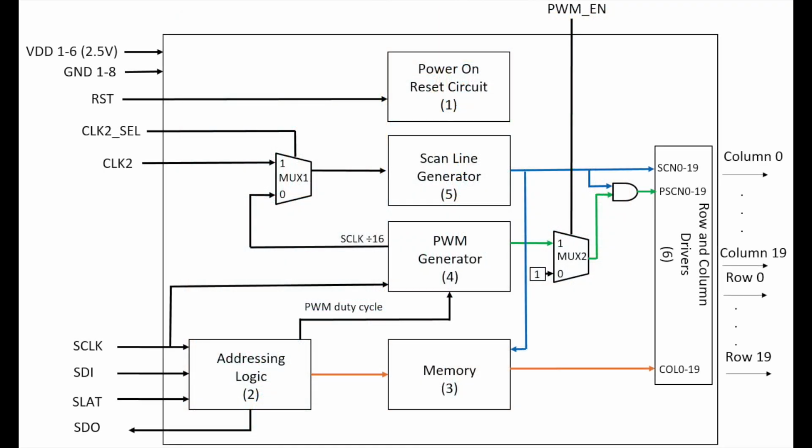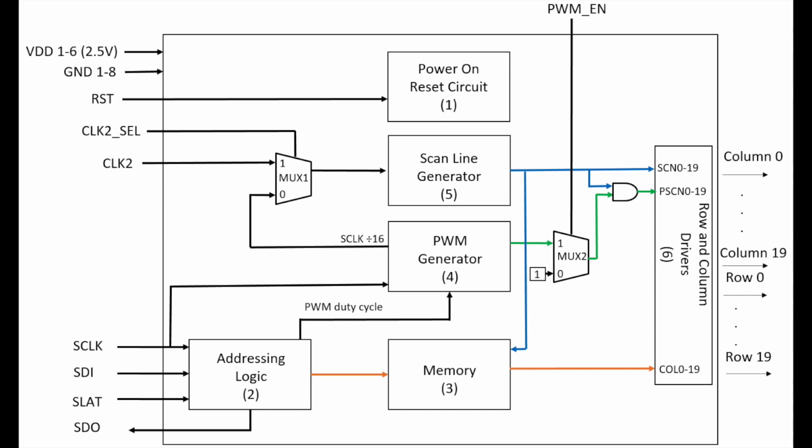To explain how the chip works, we will use the block diagram. The SDI, SLAT, and SCLK signals flow into the addressing logic. These signals contain the clock signal, instruction data, and instruction timing information. The instruction data contains a row address, column data, and a brightness level. The addressing logic then interprets the instruction and writes the data into the chosen row of the memory as shown by the orange signal. At the same time, the brightness level data is sent to the PWM generator block and is used to set the duty cycle.